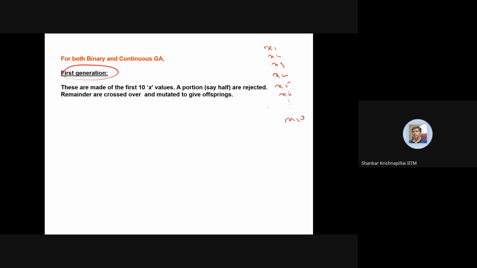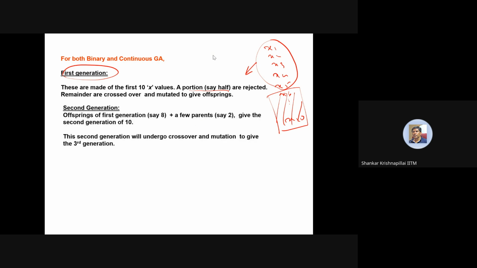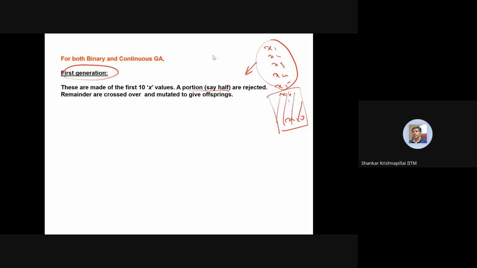Okay, and a portion, say half, are rejected, and the remaining 5 are crossed over to give another 10 offsprings. So various methods are there to produce the second generation from this first generation. One method is that with these 5 parents we can produce 4 children.